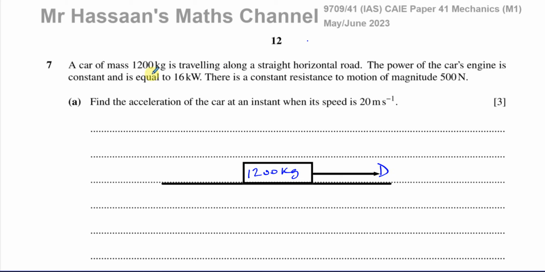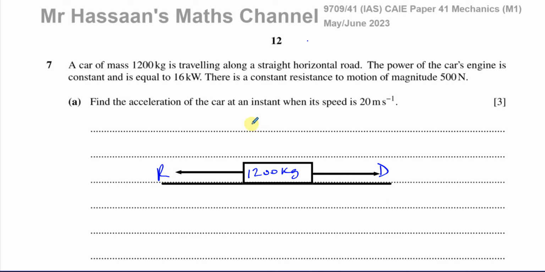It says the power of the car's engine is constant and is equal to 16. Well, that's not the force, that's the power, right? The driving force is related to the power. And there's a constant resistance to motion of 500 newtons. So in the opposite direction you're going to have the resistance to motion acting. Those are the things we need.